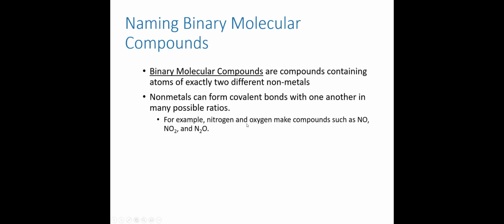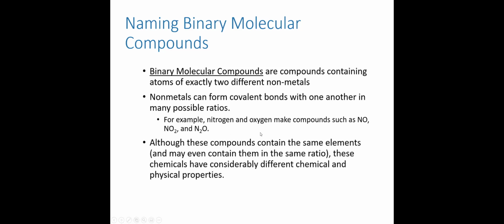So look at nitrogen and oxygen. Here are just a few of the compounds that they make. So NO, NO2, N2O, and they can't all just be called nitrogen oxide. They're distinct compounds with distinct properties. And so we have to come up with a name for each of these.